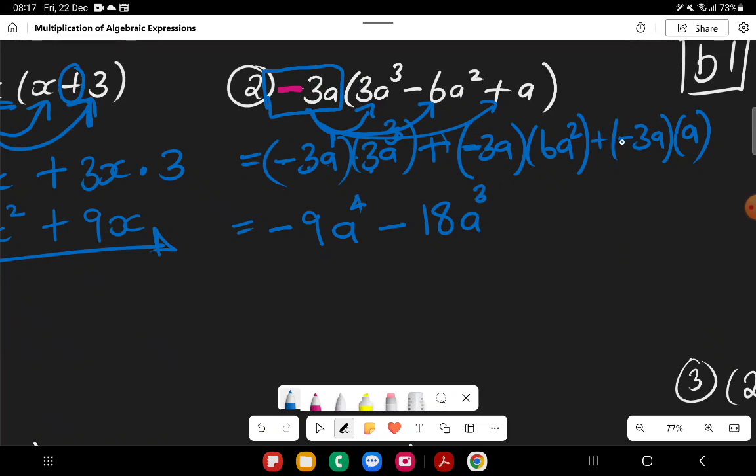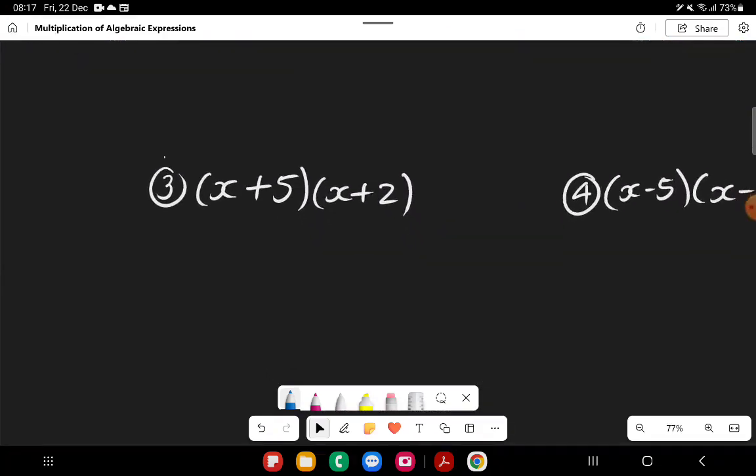Plus and minus is minus. Minus and plus is minus. Minus 3a squared. And that is my answer to question 2. Let's do question 3.